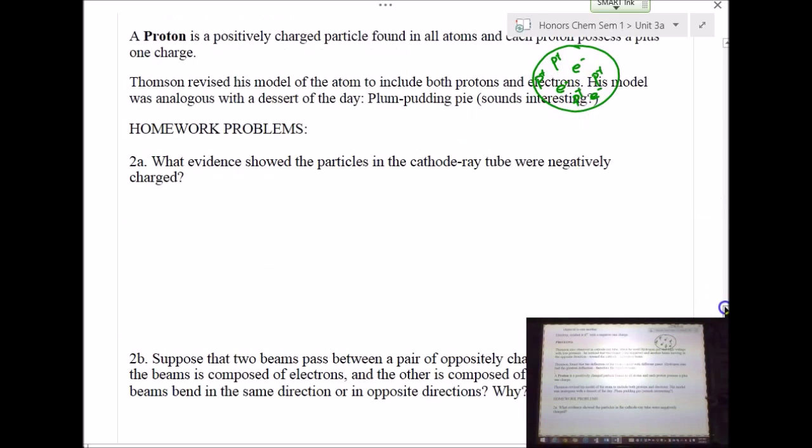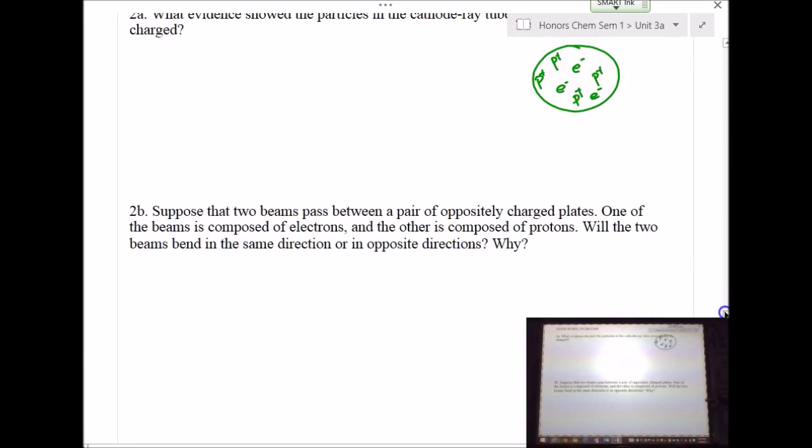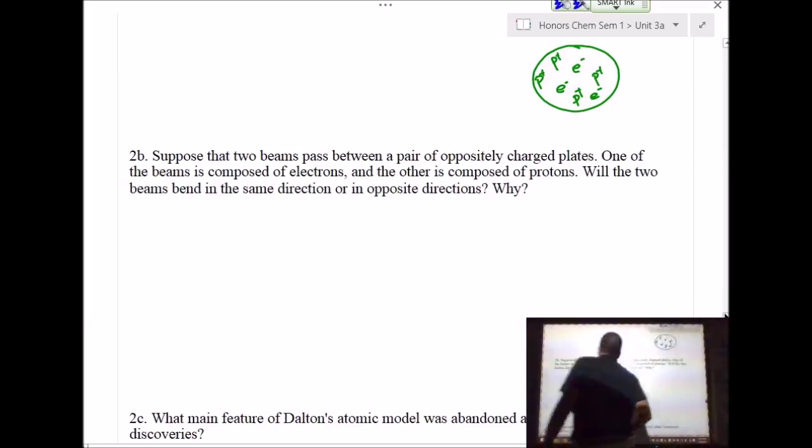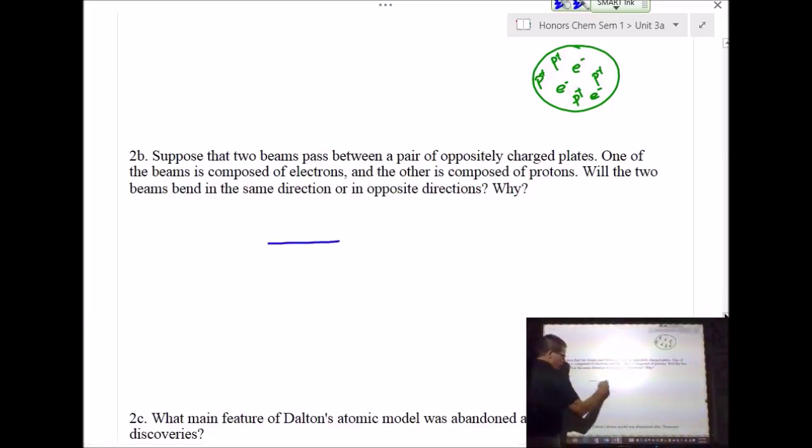All right, just to clarify 2B. Now, hang on, just to clarify 2B, what this is saying is, okay, so you've got your charged plates, which I can be honest, I've never seen charged plates in my life either. But we can hypothesize that these things do exist.